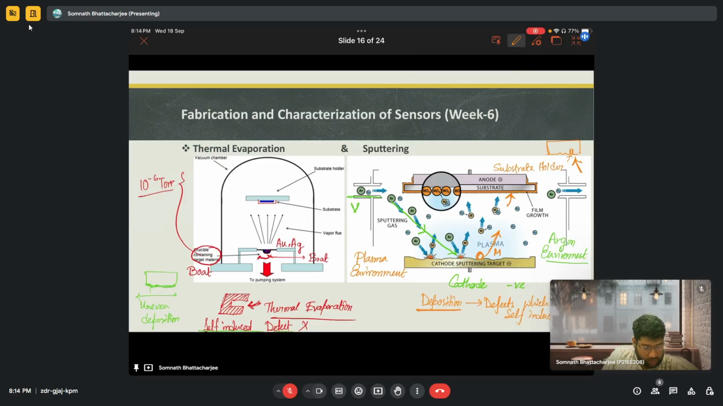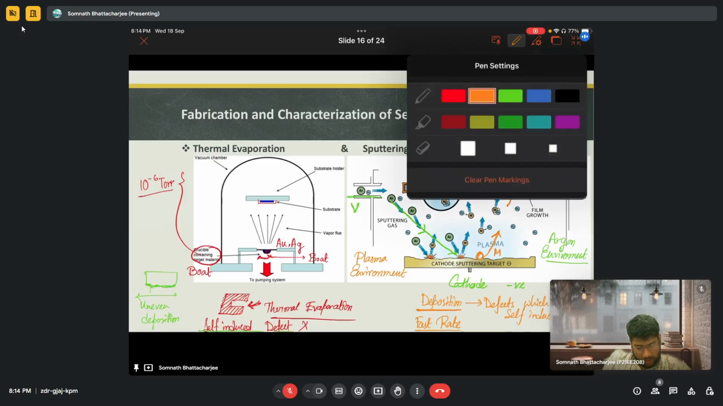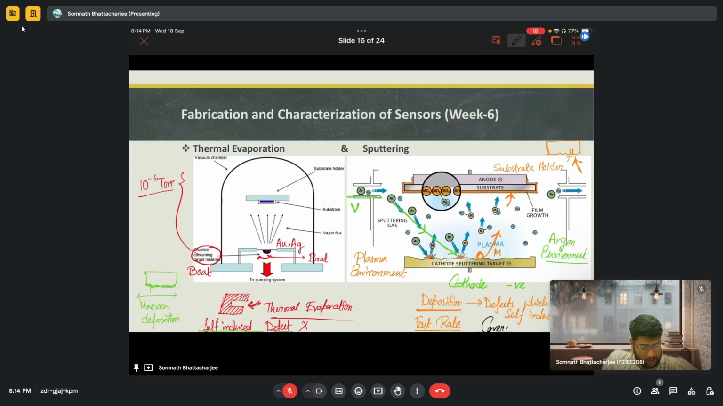Although it happens at a very fast rate, it gives you a better coverage, greater coverage than the thermal technique. As it's getting faster, you can see that here is also deposition, right? But in thermal there is no chance of getting deposition at these points. So it gives you a better coverage, although there may be some self-induced effects as well.